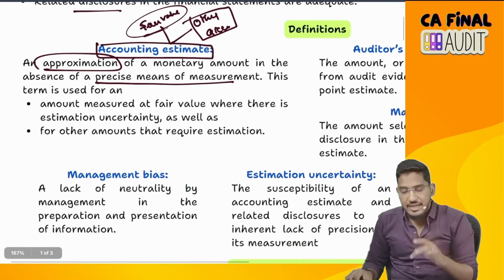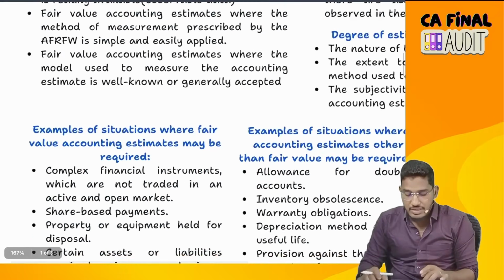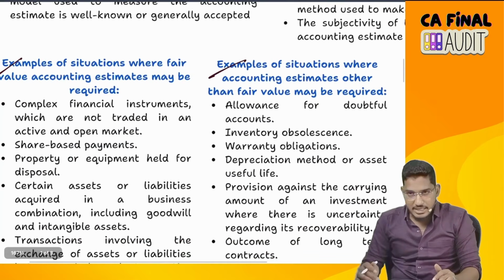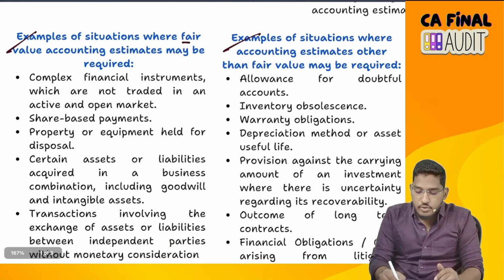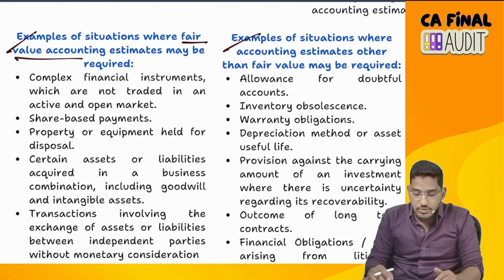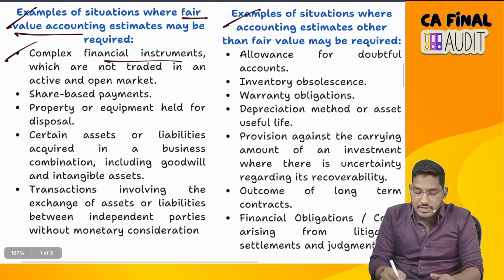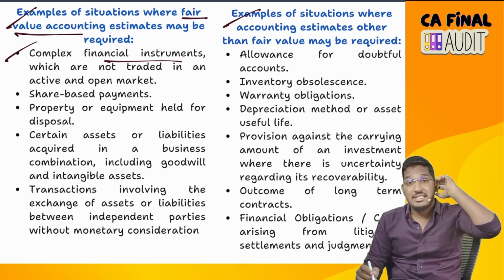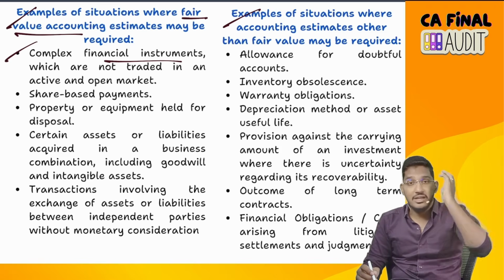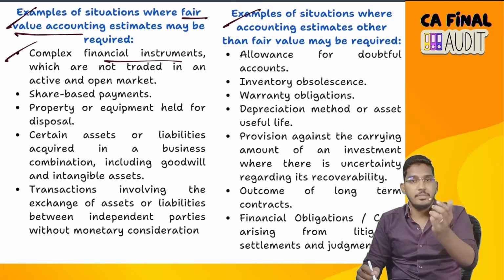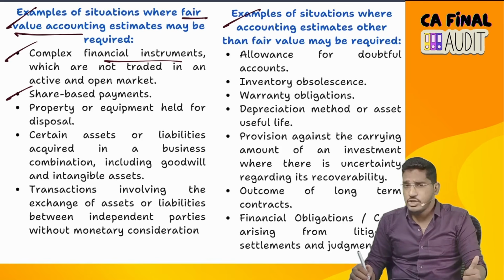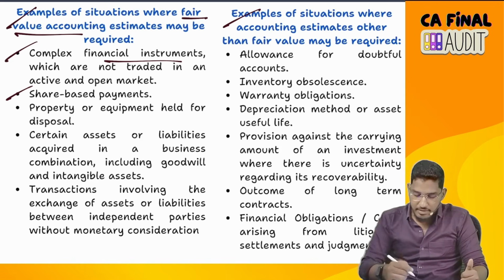So like that, we can divide accounting estimates into two categories: those involving fair value and other accounting estimates. Examples of accounting estimates which involve fair value adjustments are like this. Complex financial instruments which are not traded in an active and open market. Your client has invested in the shares of a company, that too an unlisted company. If you have to do the valuation, you have to determine the fair value. Or share based payments like ESOPs, employee stock option plans, and sweat equity shares. These are transactions which involve fair value adjustments.